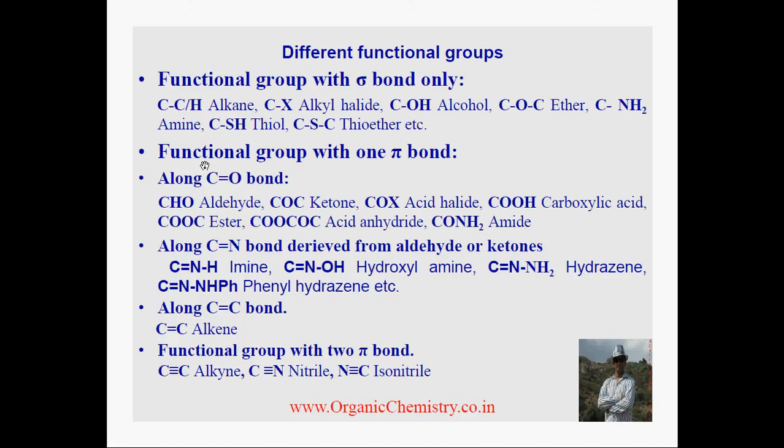They may have some functional groups which have pi bonds. So, a carbon-oxygen pi bond. The functional group may be aldehyde, CHO. Here C must be attached to H or C. Another, COC, that is ketone. COX, it is acid halide. COOH, carboxylic acid. COOC, it is called ester. COOCOC, it is called acid anhydride, and CONH2, it is called amide.